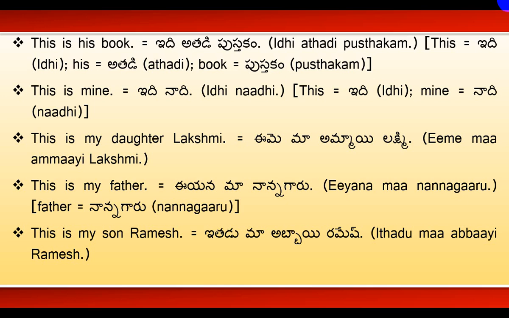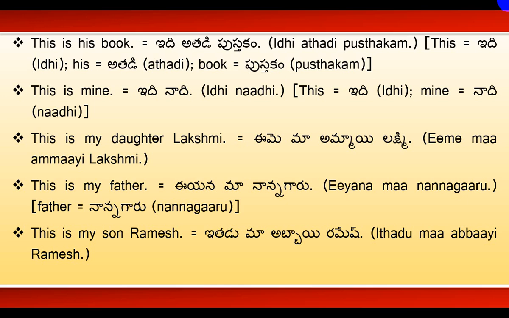So here this means ime, my means na, but we use the plural word ma. Daughter means kuturu, but here we can say ammai. Ammai means girl. This is my father means iyana ma nannagaru. Ma means our, nannagaru means father.